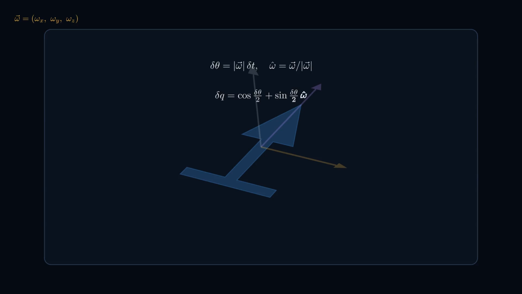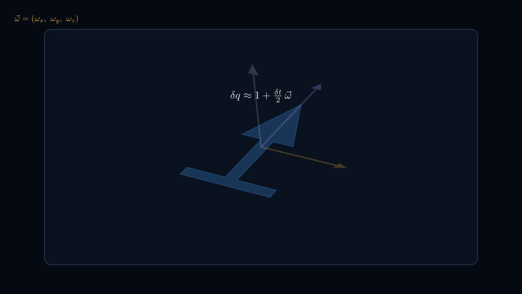That small rotation is exactly represented by delta q equals cosine delta theta over 2, plus sine delta theta over 2, times omega hat. For small delta theta, cosine delta theta over 2 is approximately 1, and sine delta theta over 2 is approximately delta theta over 2. The same small angle move used implicitly whenever a derivative is taken as a limit. Substituting delta theta equals magnitude of omega times delta t, delta q is approximately 1 plus delta t over 2 times omega.